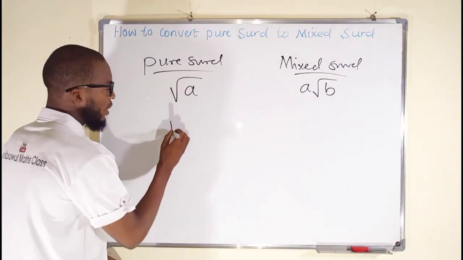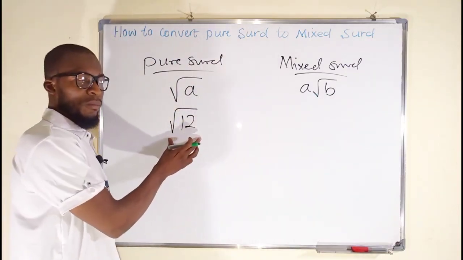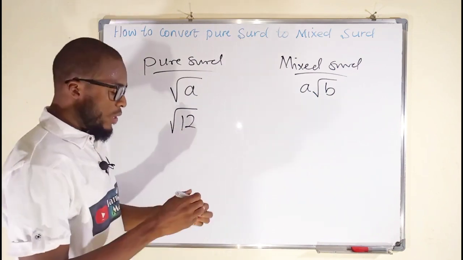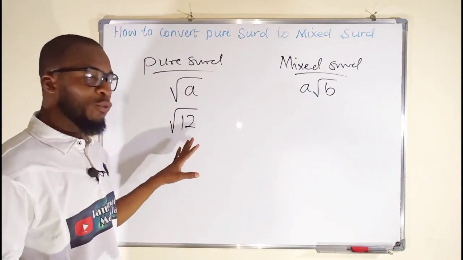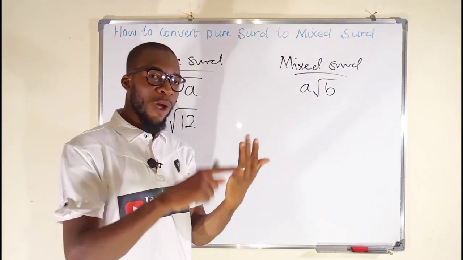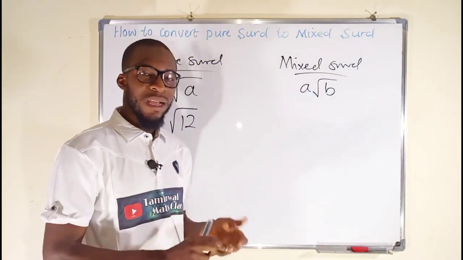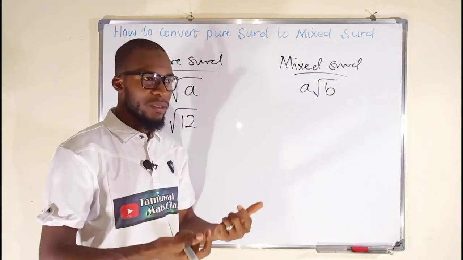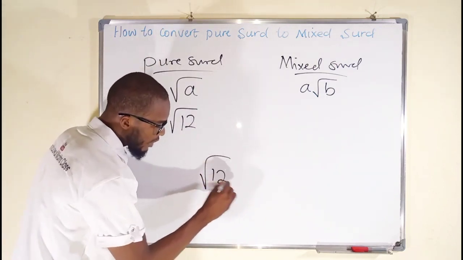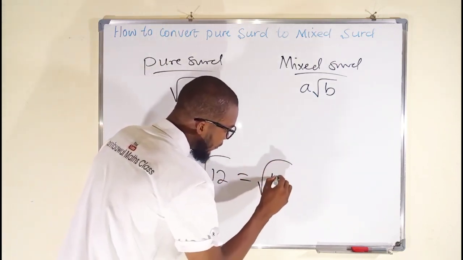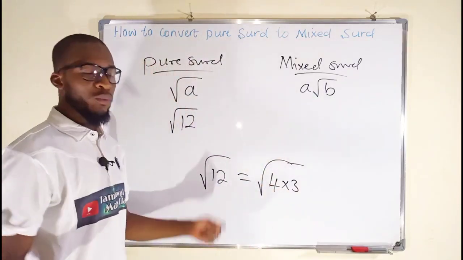Example, suppose we have square root of 12. You know this is a pure surd. How can we convert it into this form? You know some of the factors of 12 that are perfect square numbers. We have 1, which is a perfect square number, and we have 4. And that's all. We have to take the greatest. So square root of 12 can be written as square root of 4 multiplied by 3, because 4 times 3 is 12.